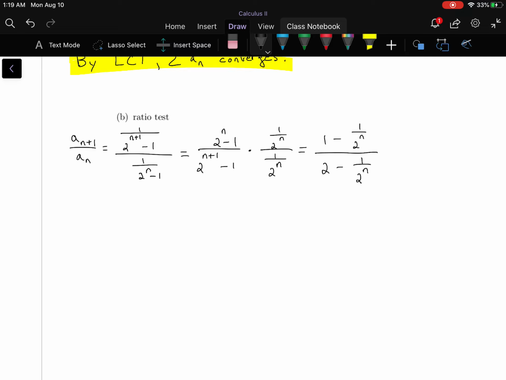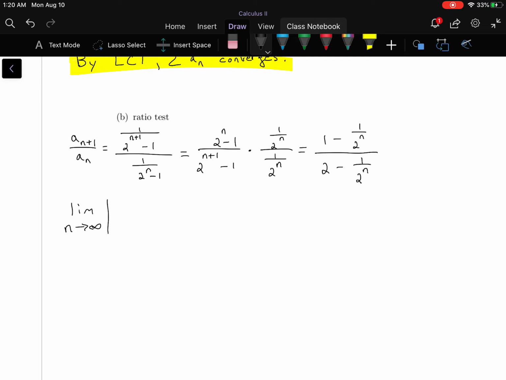Yep, just checking that we didn't lose any terms here. Okay, that looks good so far. Right, so from here, we want the limit as n goes to infinity.